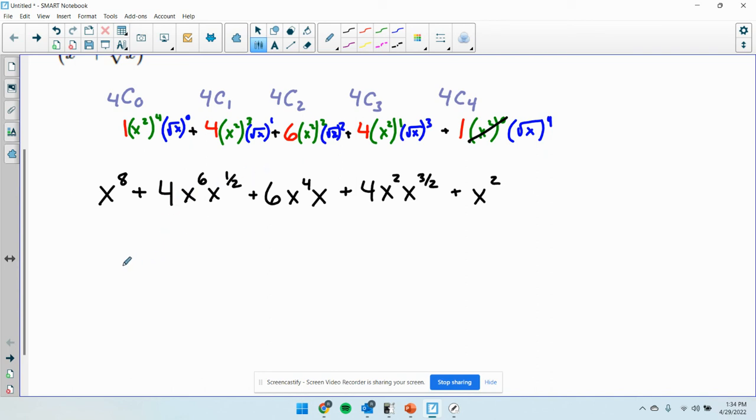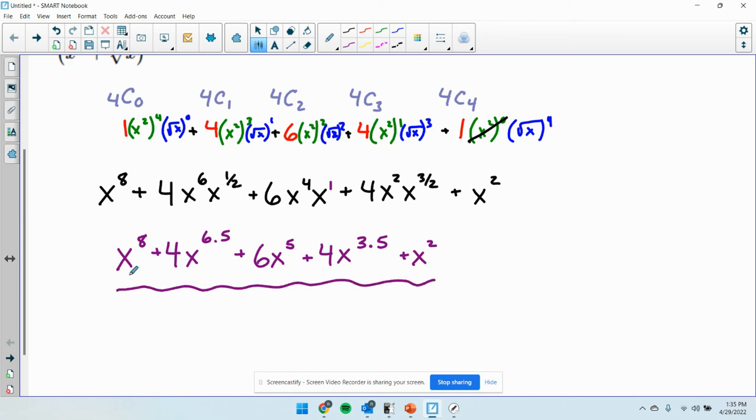Now I just have to combine these x's in each of these terms. X to the eighth plus, I'm multiplying common bases, so this is x to the 6.5, plus 6x to the fourth plus x to the first is x to the fifth, plus 4 x to the 2 plus 3/2. That's 4/2 plus 3/2, that's 7/2, that's 3.5. Plus x squared. So that ugly thing will be your answer.